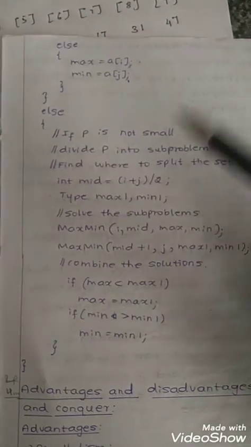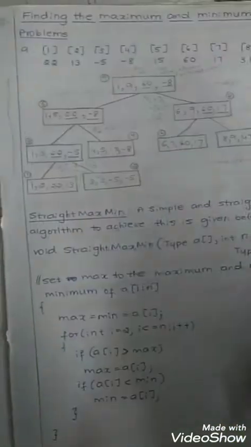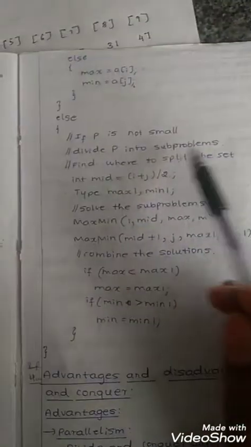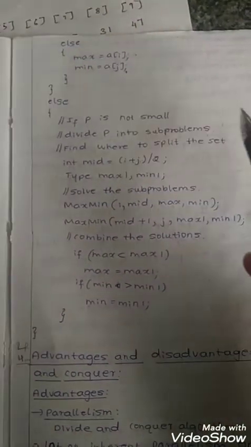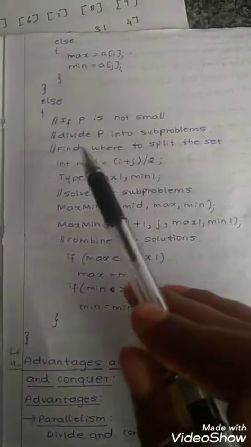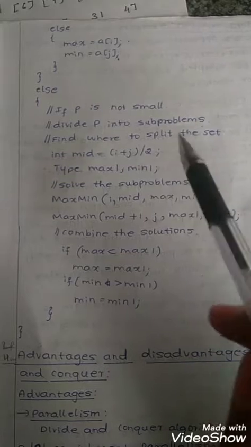Else, that means if I have more than 2 elements, something like this, if I go from 1 to 5, then what I have to do? First I have to divide it. Divide P into sub-problems. P is not small, that means I have more than 2 elements. So divide P into sub-problems and find where to split the set.